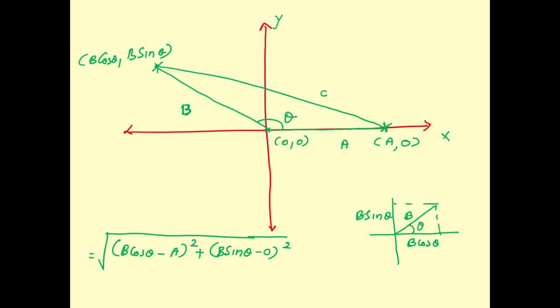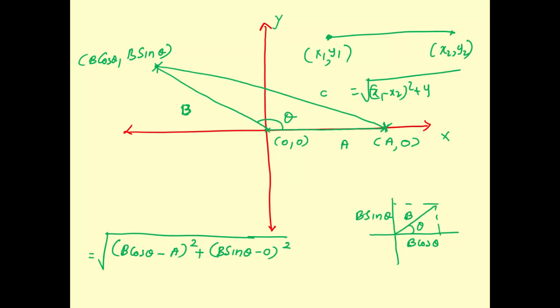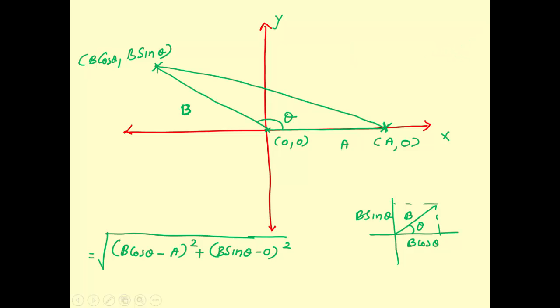That is, the distance between two points (x1, y1) and (x2, y2) is nothing but root of (x1 minus x2) the whole square plus (y1 minus y2) the whole square. That's the same thing we have applied. So we have put in the corresponding values. So the length of vector C is going to be this.